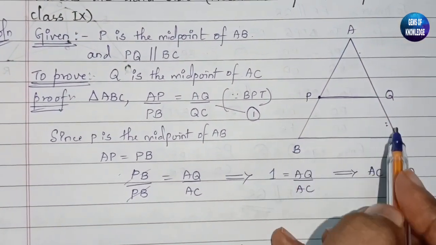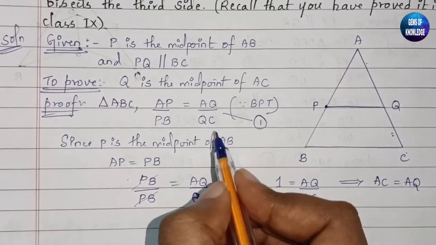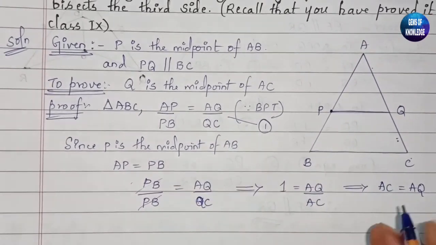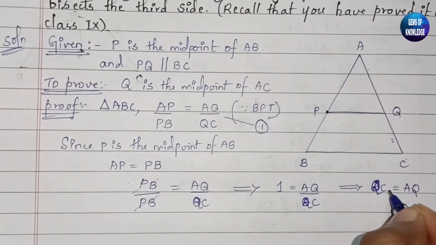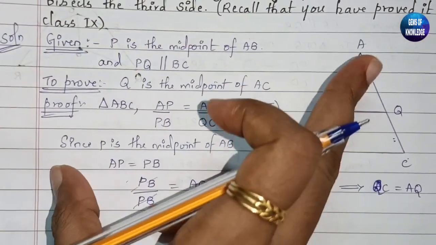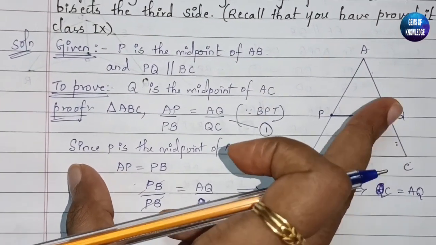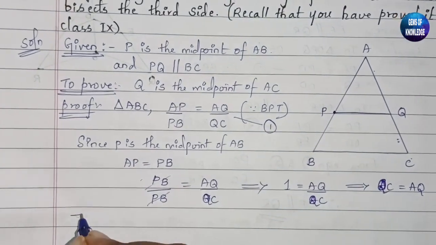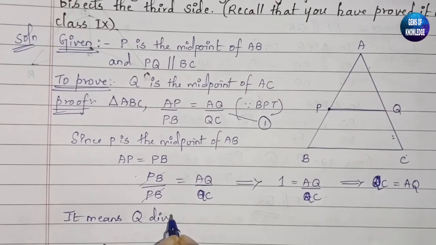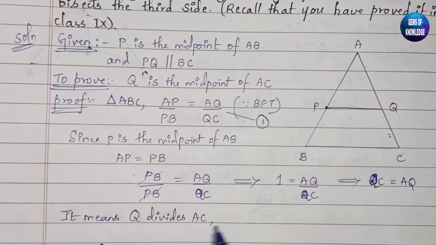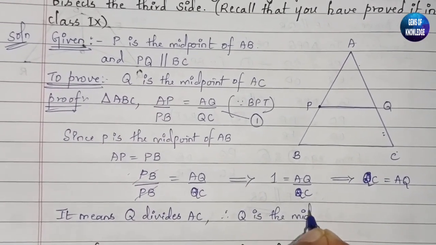Just see, sorry, I made a mistake here. This is not AC, this is QC. As you can see here, AQ divided by QC. Here it is QC. So QC is equal to AQ. This QC is equal to this AQ. It means Q divides AC equally. Therefore, Q is the midpoint of AC.